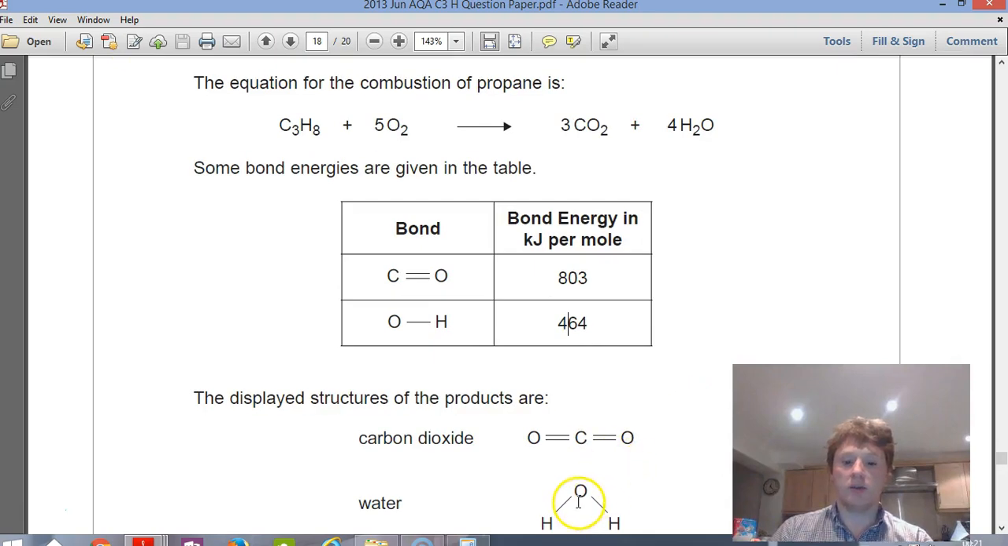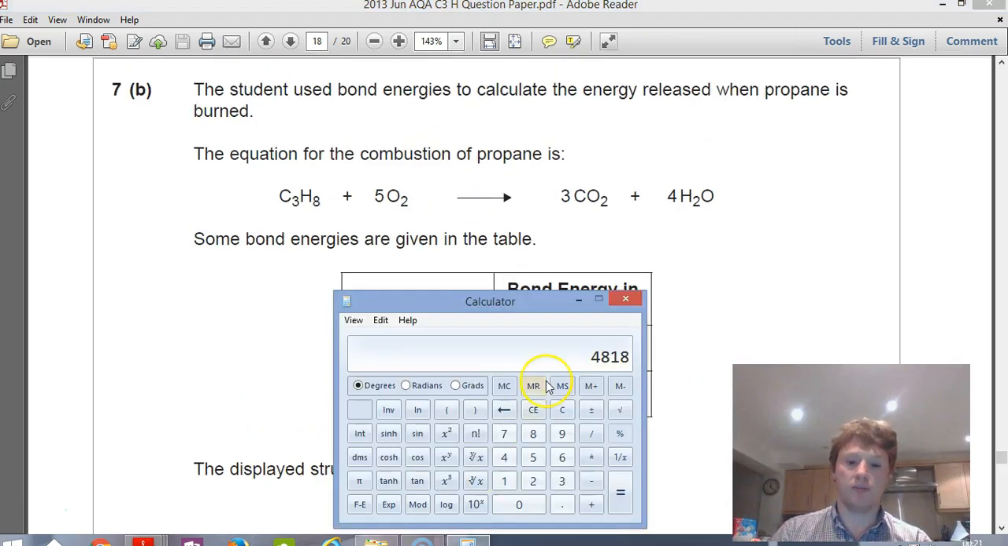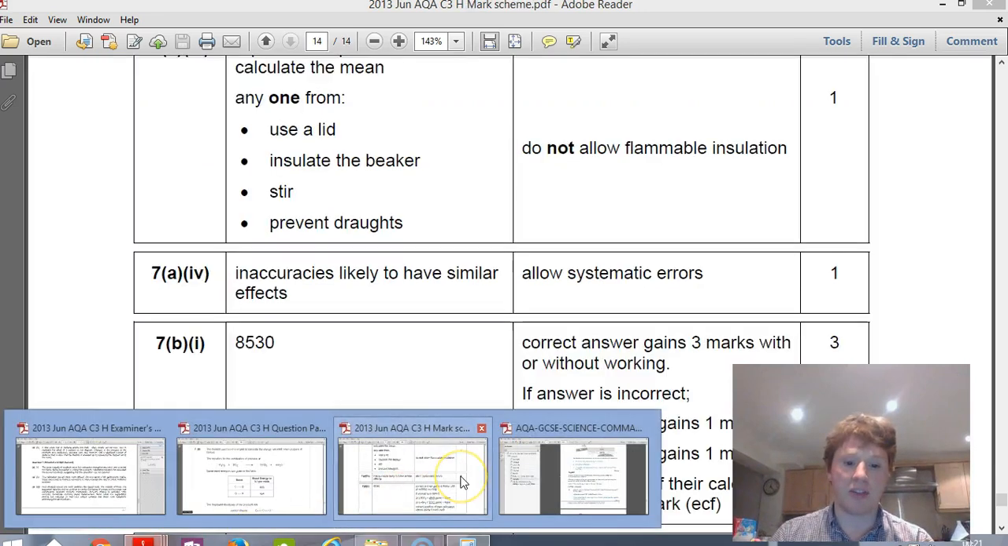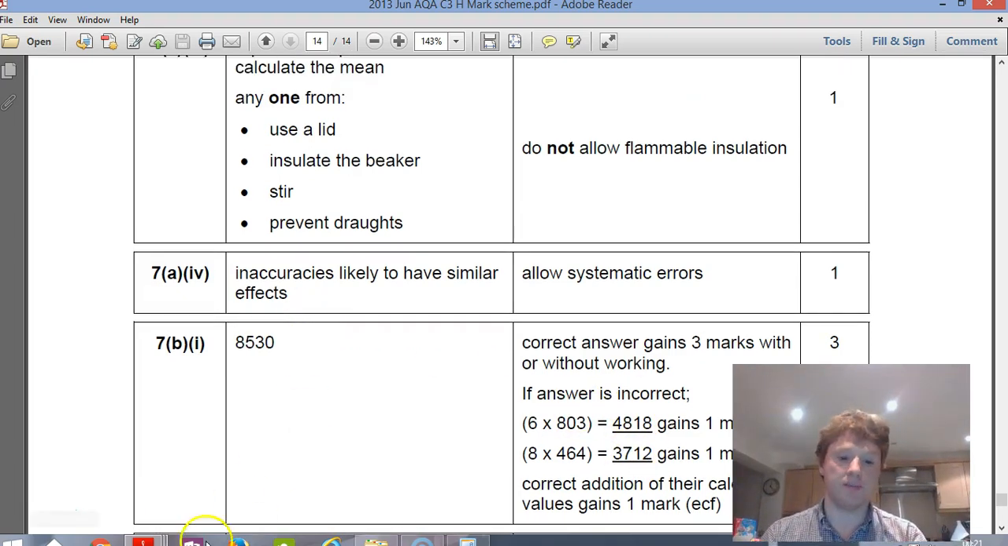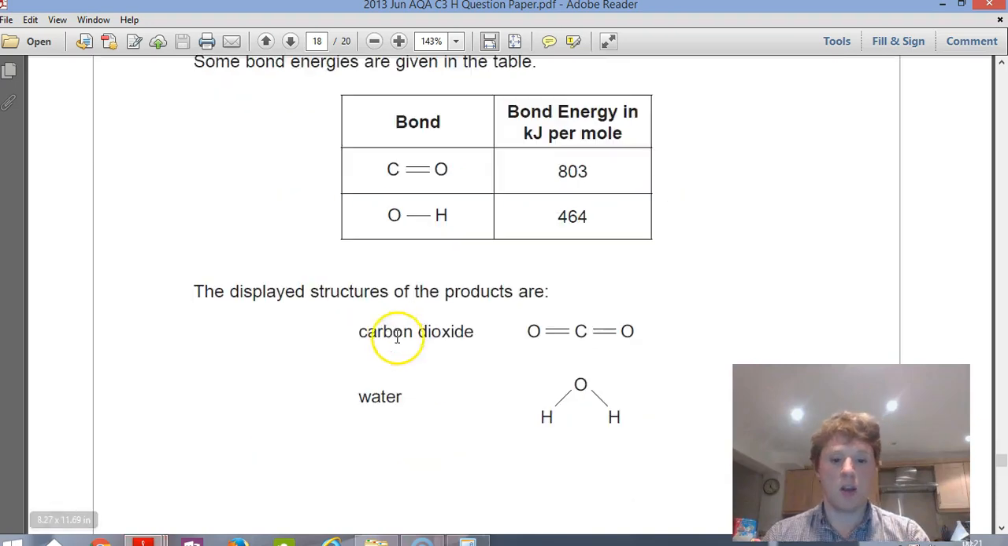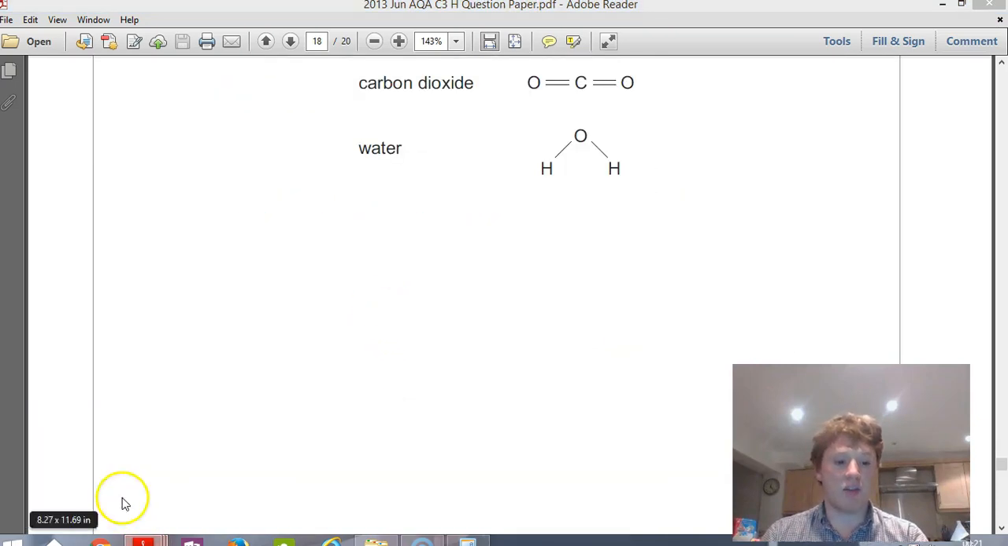Okay. Hydrogen and oxygen, 464. Look at water. There's two hydrogen oxygen bonds. 464 times 2. That's 928 per molecule of water. But there's four molecules of water. 3,712. So the answer is you just add those two numbers together, 4,818 and 3,712, and that gives 8,530. Sorted. Was that answered correctly?